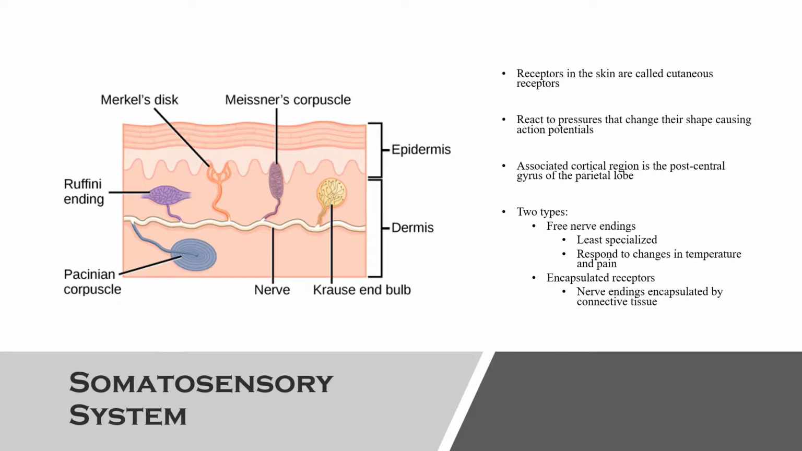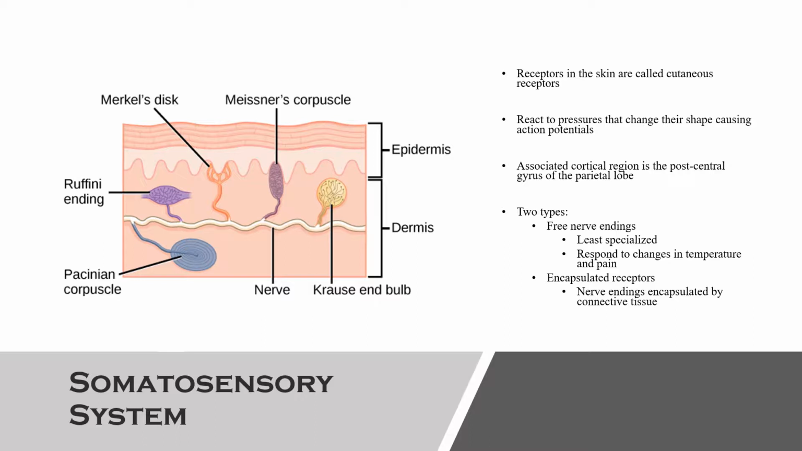So the receptors in your skin are called cutaneous receptors. They're a type of mechanoreceptor. They react to pressures that change their shape, which ultimately causes action potentials. They're of course associated with the cortical region in the post-central gyrus of your parietal lobe, which is called the somatosensory cortex. There are two types of cutaneous receptors.